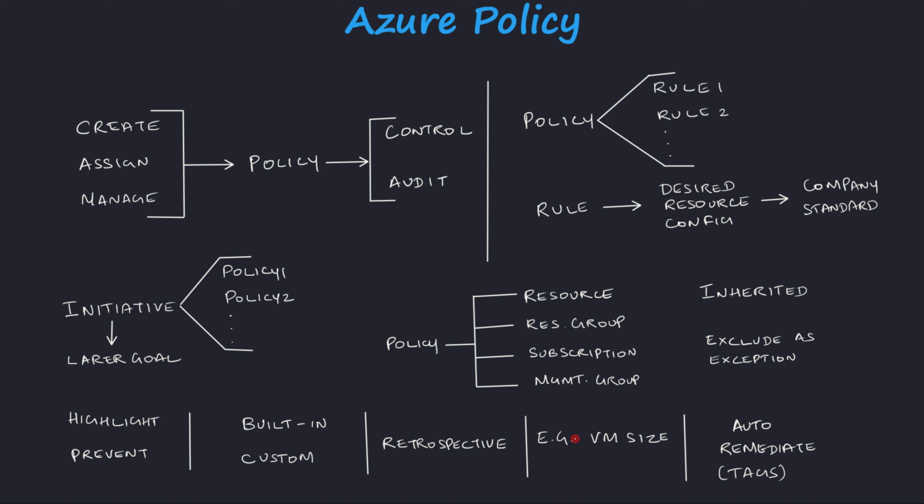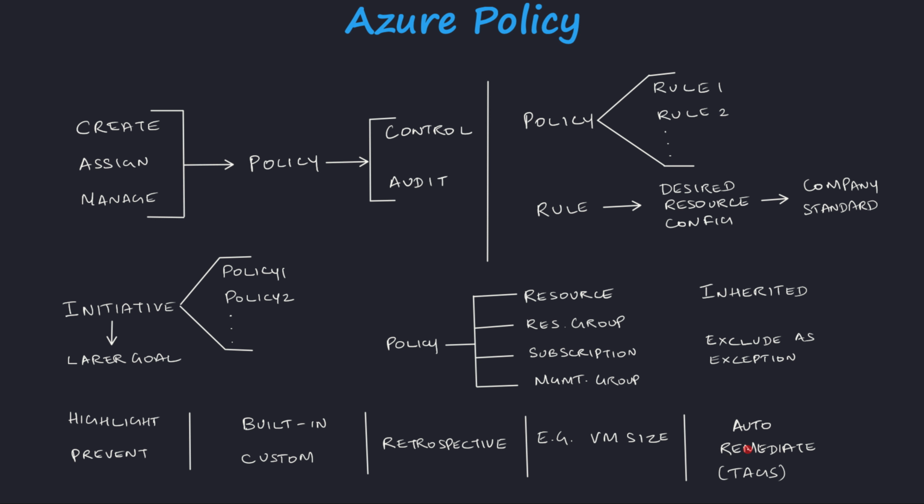So one example for this is, you may have a policy to say that you cannot create a VM beyond a certain size. Okay. So when you create and apply such a policy, what will happen is it will not allow you to create any new virtual machine beyond the specified size. And also it will highlight all the existing virtual machines that are not compliant with this policy. Okay. So that is what it allows us to do.